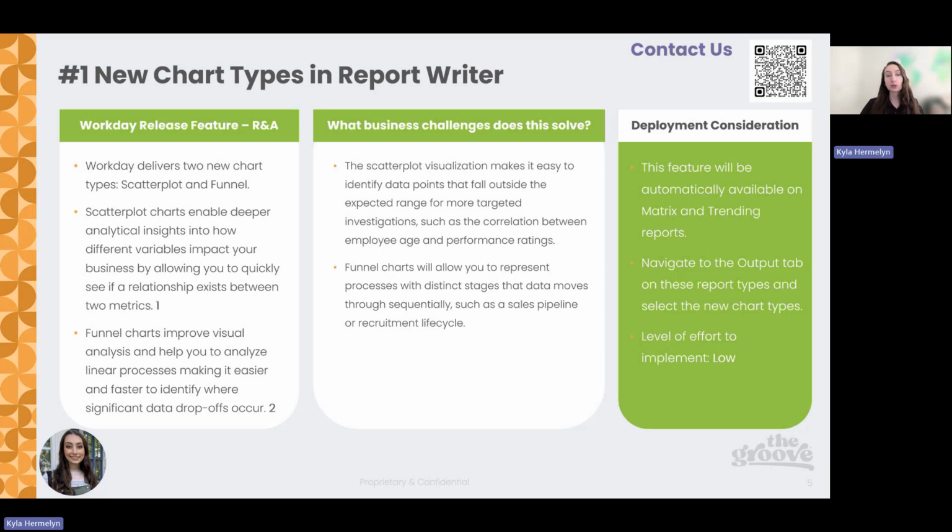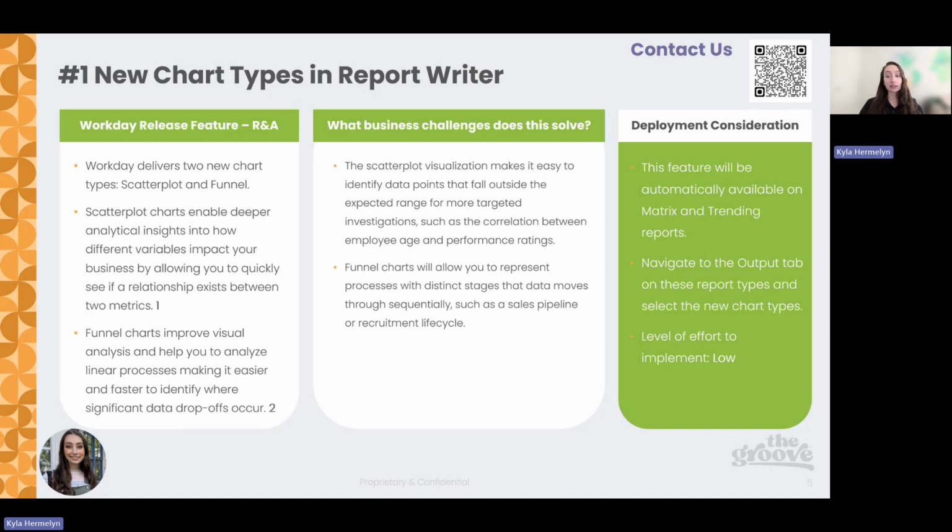Scatter plot charts are going to enable deeper analytical insights into how different variables impact your business by allowing you to quickly see if a relationship exists between the two metrics. The scatter plot chart type will require a minimum of two variables, a horizontal and a vertical axis. This can be further refined by adding a color dimension as well. This is going to allow you to assign specific sentiments to each quadrant, which will automatically color the data marks.